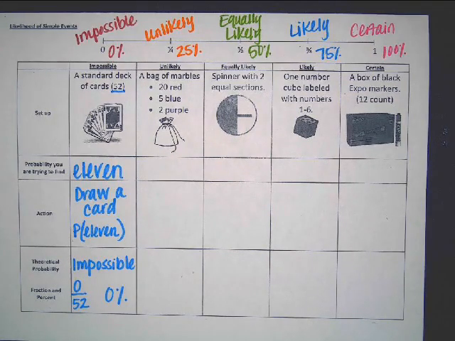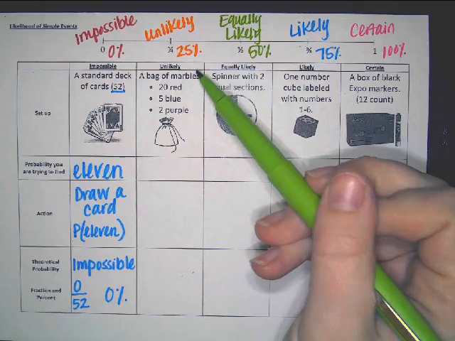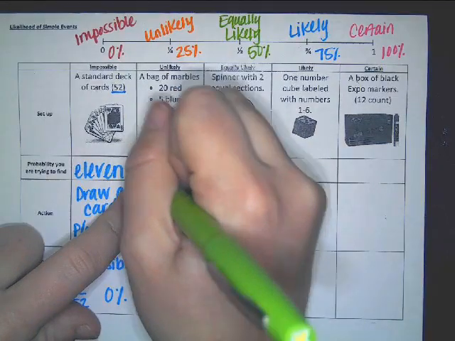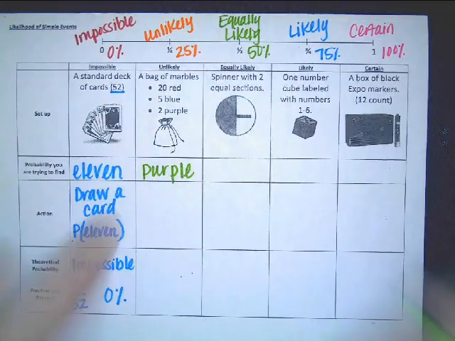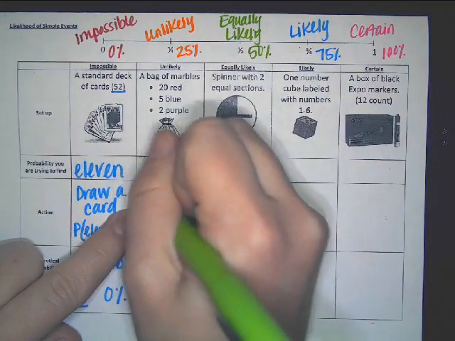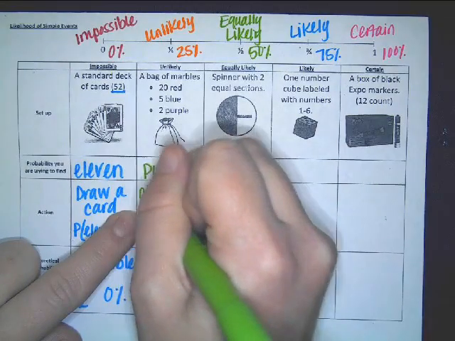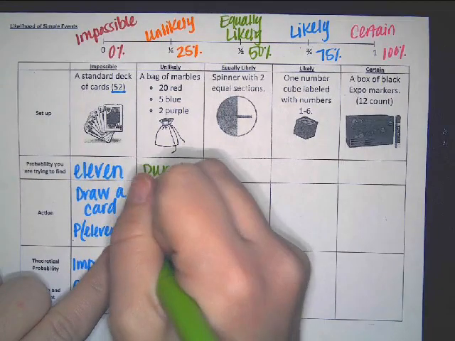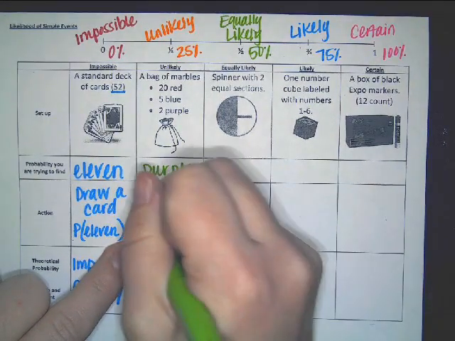The next one we're looking at is a bag of marbles. In this bag of marbles, we have 20 red, 5 blue, and 2 purple. Looking at this, let's try an example that will represent unlikely. If we were having this bag of marbles, it would be unlikely for us to pull out a purple marble. Now, in order to do this, we're going to choose one marble. If we were going to figure out what the action is, we would see the letter P, and in parentheses would be the word purple.